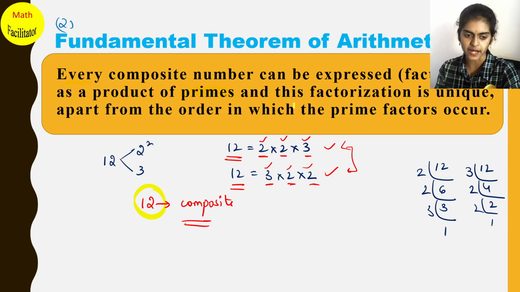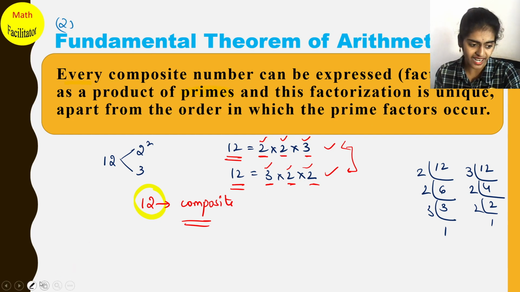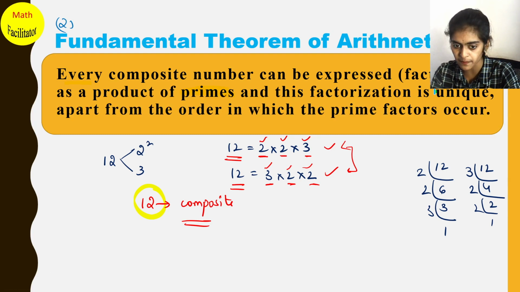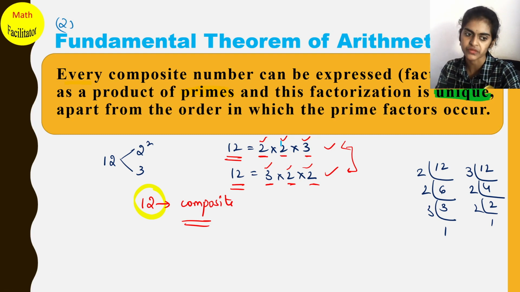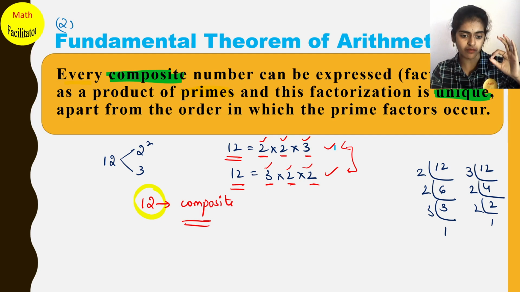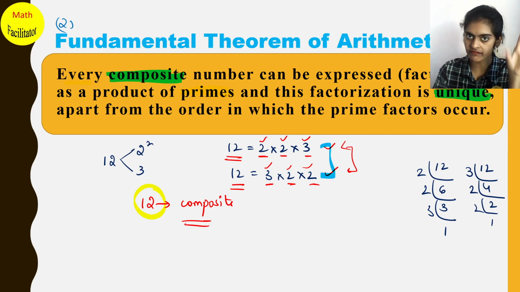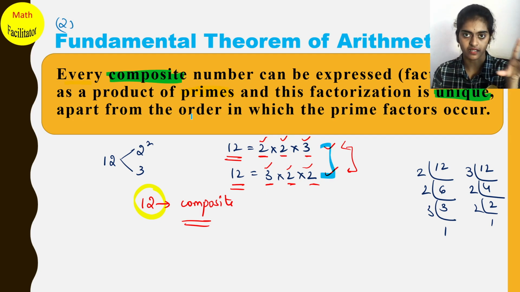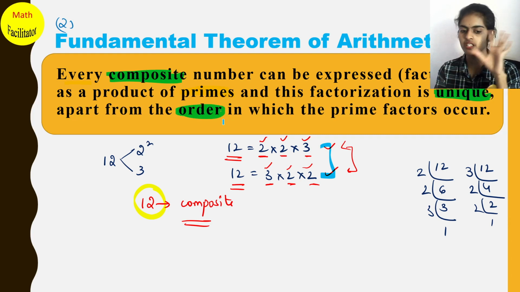Product of primes, but this prime factorization is unique. Every composite number you are expressing as a product of primes, but the prime factorization is unique, which means however you do it, you get the same prime factors, apart from the order in which the prime factors occur.